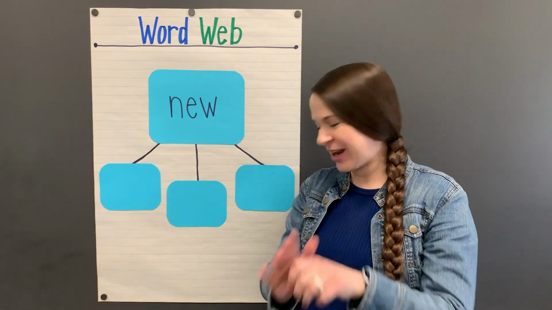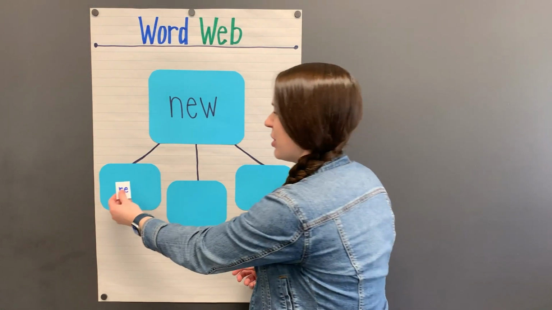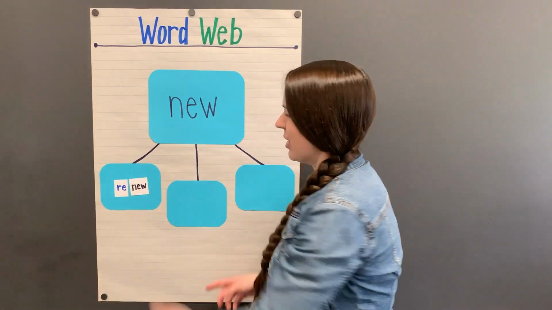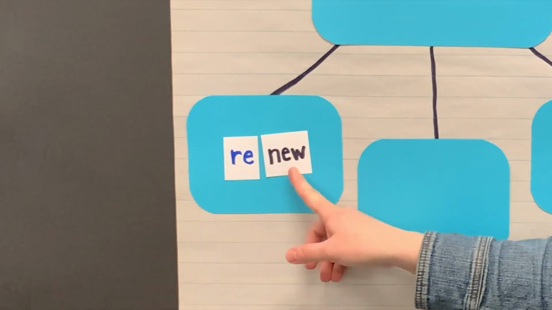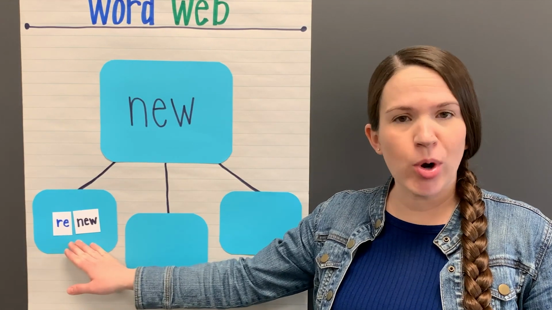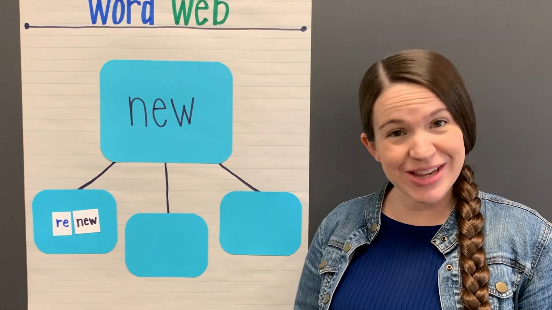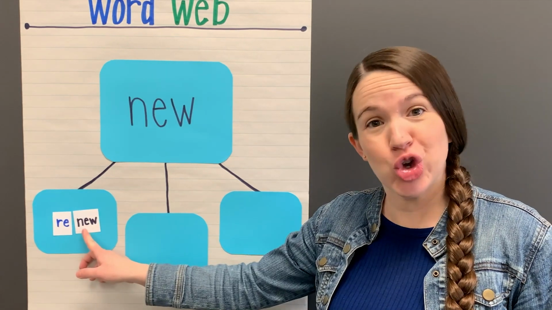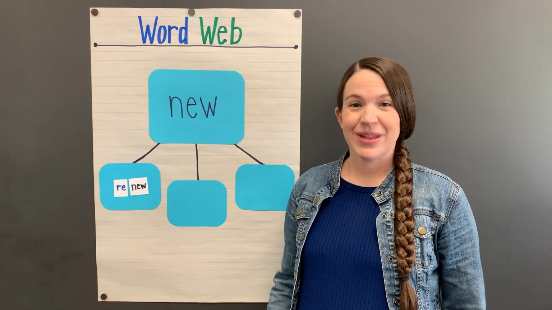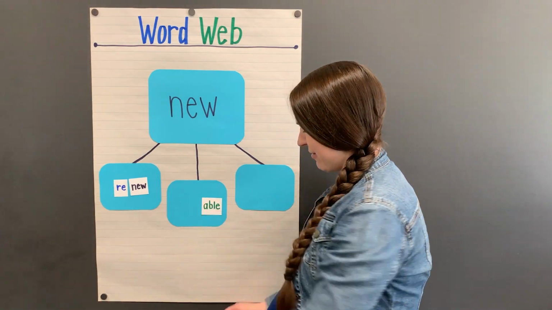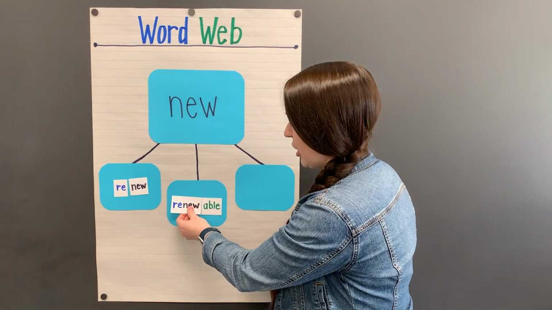Let's add the prefix re to the base word new. Read with me. Renew. Renew is a verb or an action word that sometimes means to make something like new again. Now, let's add the able suffix to the word renew.